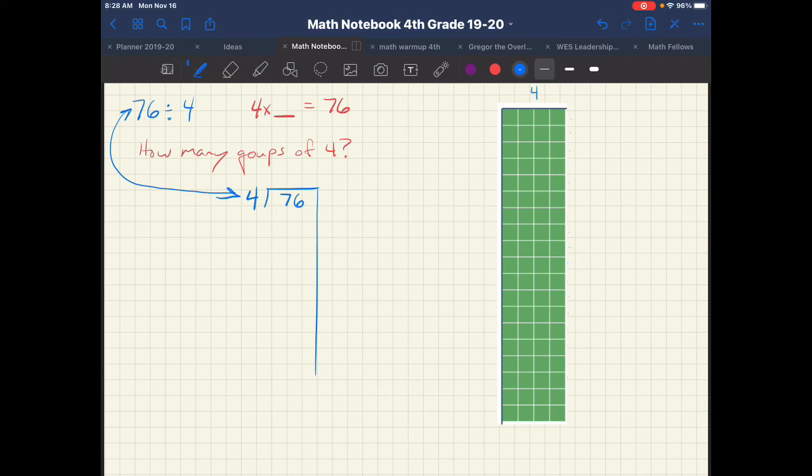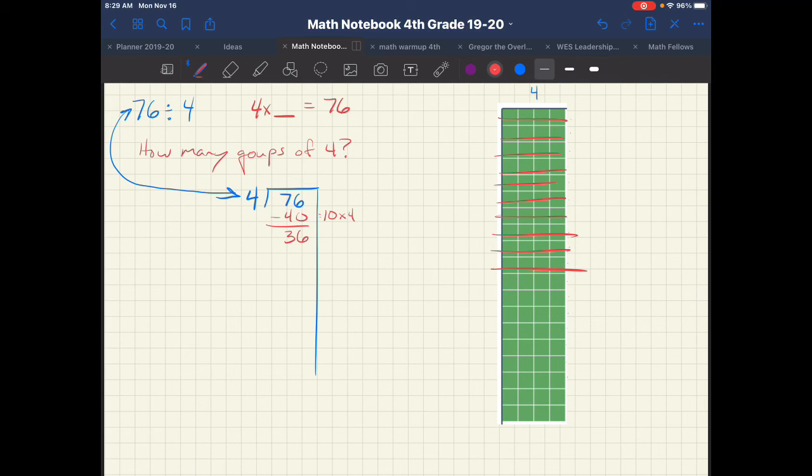So groups of 4. And we saw in the last one that taking away one at a time takes too long. So what about 10? I like using 10 because it's easy to do, and 10 will fit. I know 10 times 4 equals 40. 1, 2, 3, 4, 5, 6, 7, 8, 9. I got rid of 10 of those groups. And I've got 36 left.